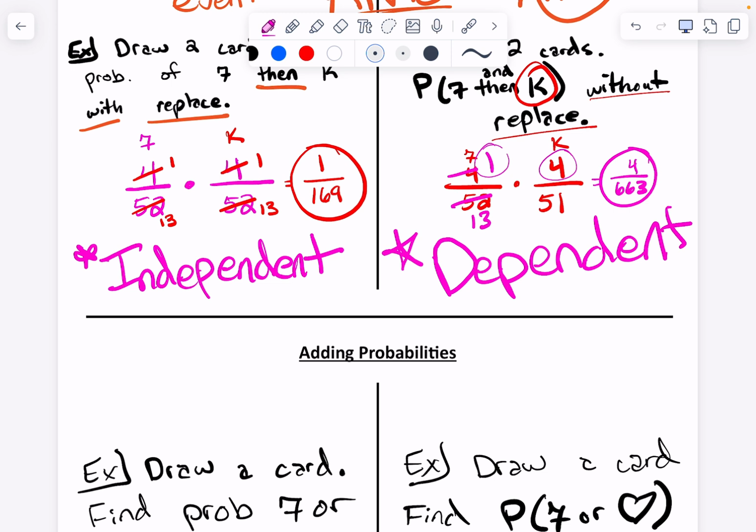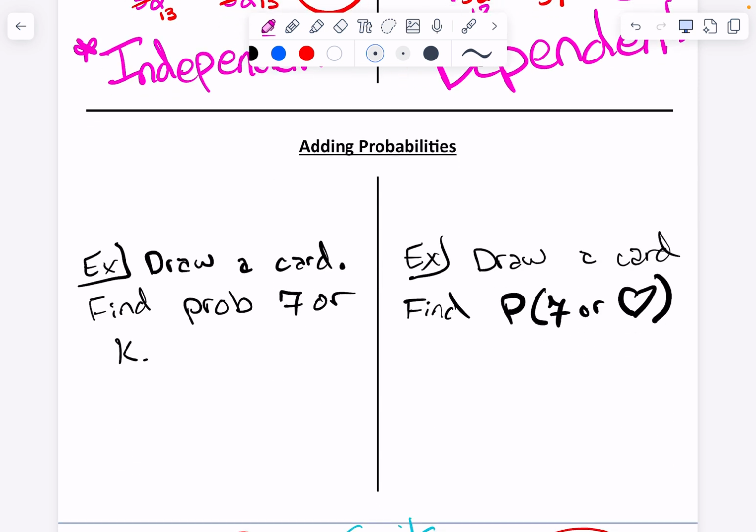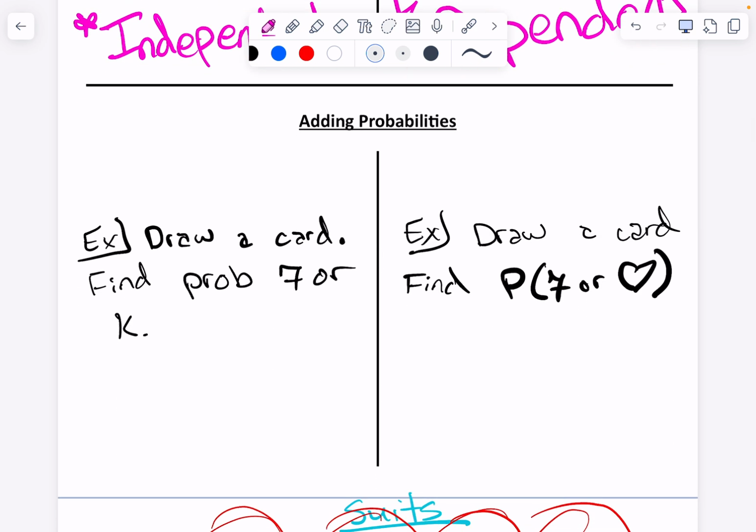Okay. All right. Now let's add. Here are your two examples that you need to add. Here I'm drawing a card, and I want to know the probability of a 7 or a king. Colton, write this down. I am drawing a card. Find the probability of a 7 or a king. Then the right one is draw a card. Find the probability of a 7 or a heart. Here we go. A 7 or a king, and then a 7 or a heart.